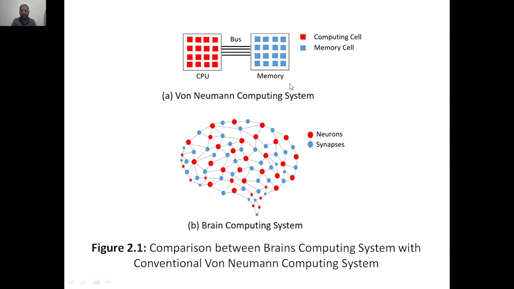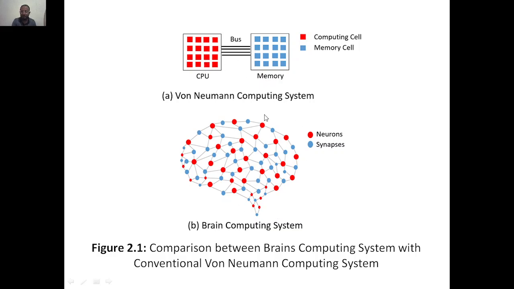So this is called the Von Neumann computing system. That is how the Von Neumann computing system looks. This is an architecture of a computing system or CPU. Who proposed it? Von Neumann. That's why it is called the Von Neumann computing system. Here you can see these are arranged specifically.